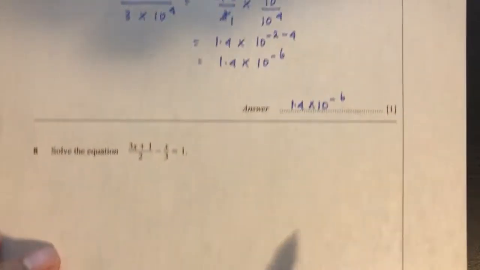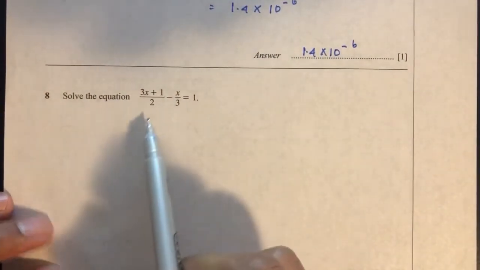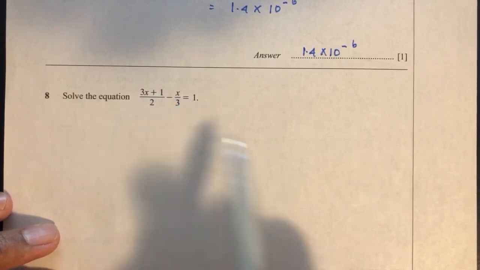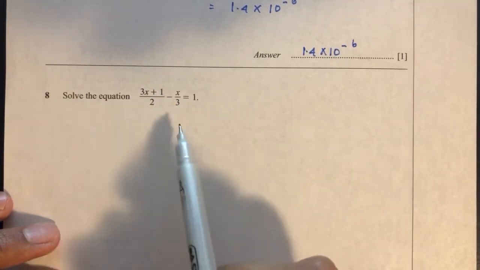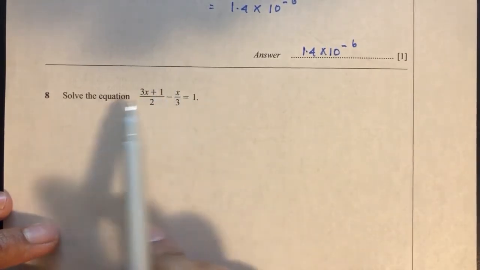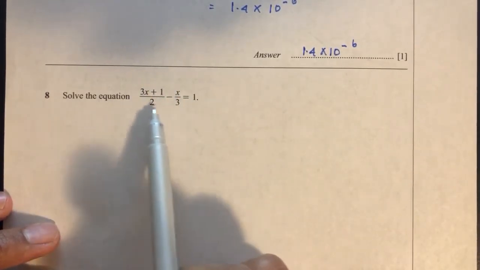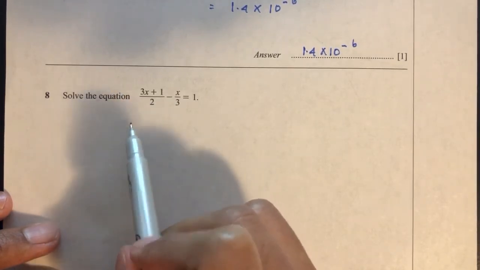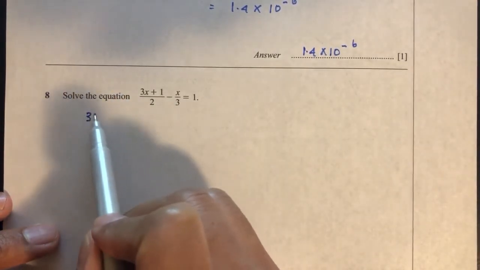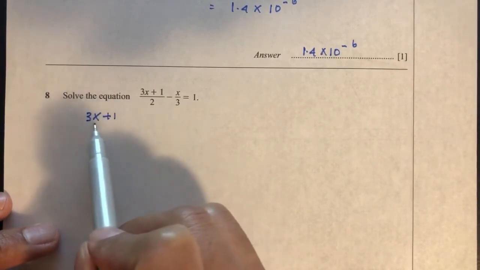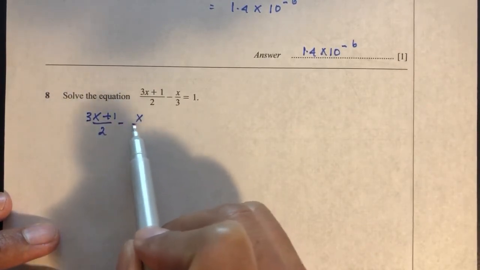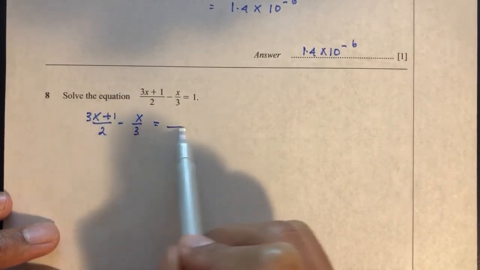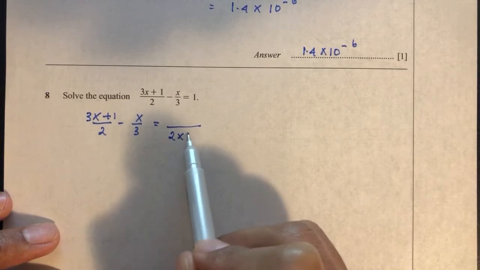Okay, moving on to question number 8. Solve the equation 3x plus 1 over 2 minus x over 3 equal to 1. So the first thing we can do is to look at this side, and let's find the LCM, right? So let's do 3x plus 1 over 2 minus x over 3. So let's find a common base. We do LCM, we have 2 times 3.